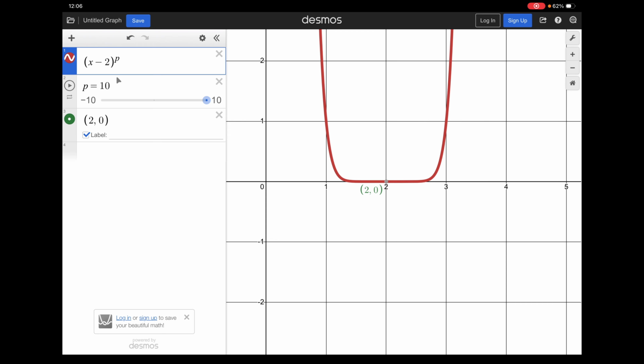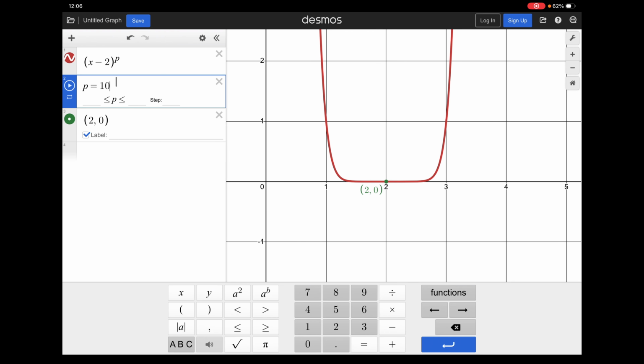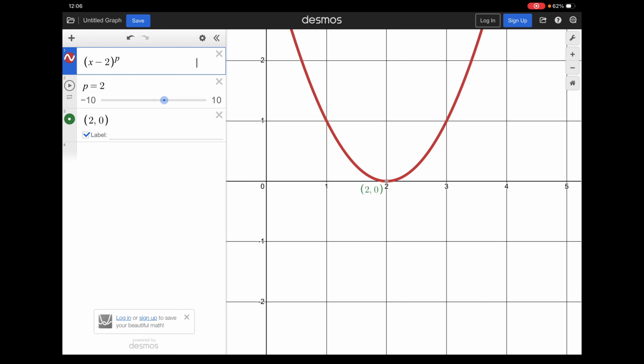So let me change this to a 2 so it's not so flat. See, positive y values, I get to 2, the y value becomes 0, but then when I move away to the right, the y values are still positive. So having tangency means that the y values are going to stay the same sign both on the left and on the right side of this x-intercept.